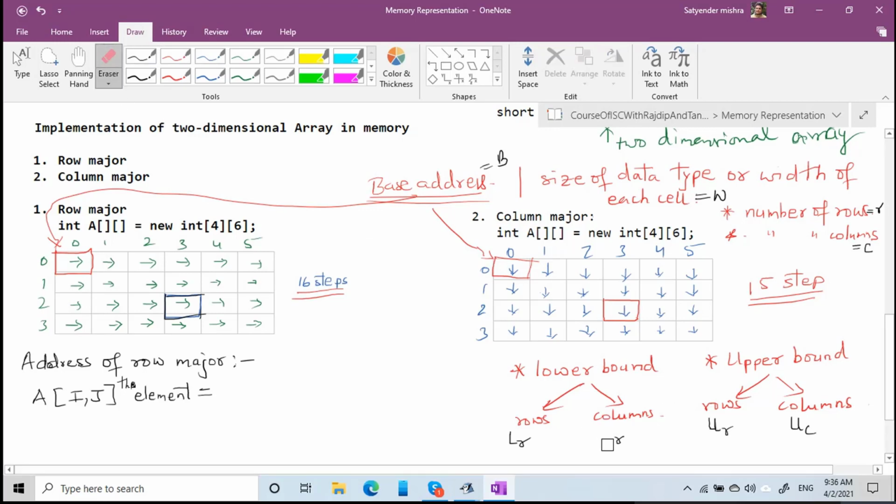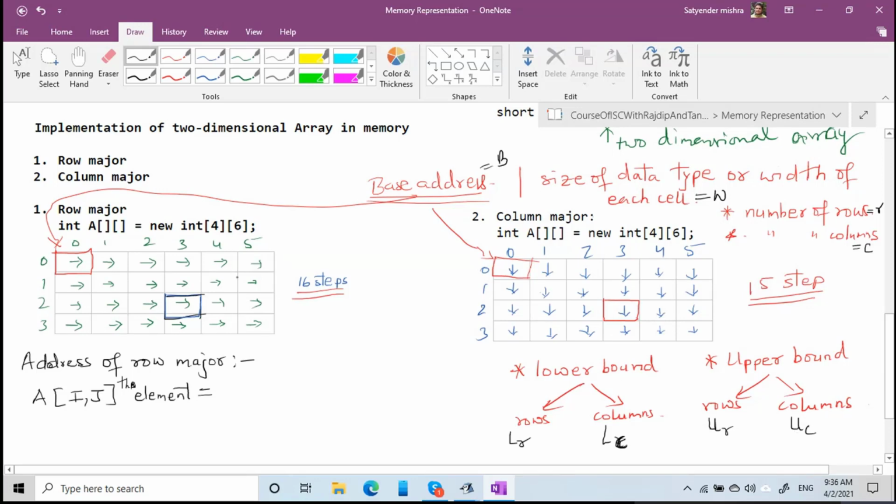Let me put this as LR, and LC, the lower bound of the columns, right? So this is the lower bound of rows, this is the lower bound of columns, this is the upper bound of rows, this is the upper bound of columns. So now we can write down the formula, right?